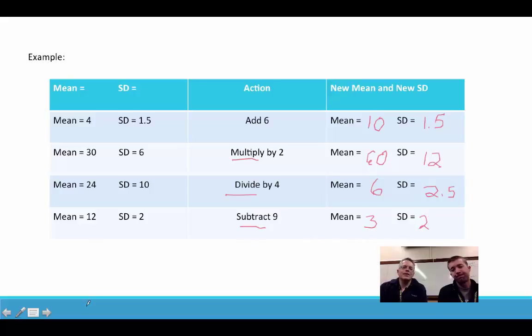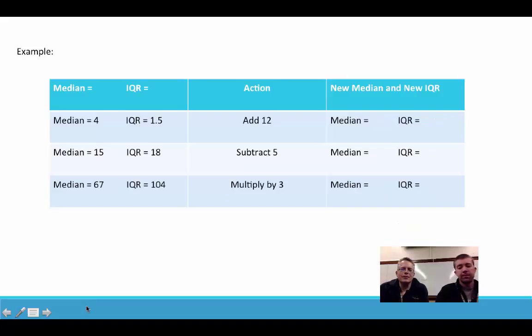That's basically what we have to know about data transformations: the effect of adding, multiplying, dividing, and subtracting. Sometimes we'll have a combination, but not yet. So let's hit it. We've got a few more.